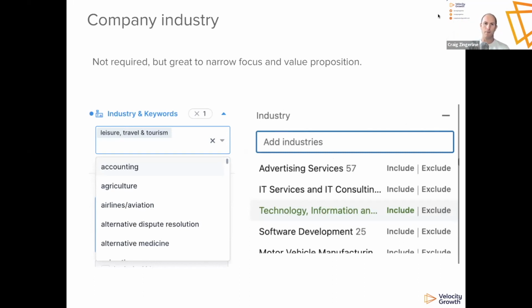So when we think about company industry, again, this is not required, but these are great to have. So on the left is an industry search from a platform called Apollo that I'll share a bunch about in a little bit. It's one of the platforms that you can use to find email addresses, pull email addresses, and actually send email from. Does anybody recognize this one on the right? Anybody? What platform is this?